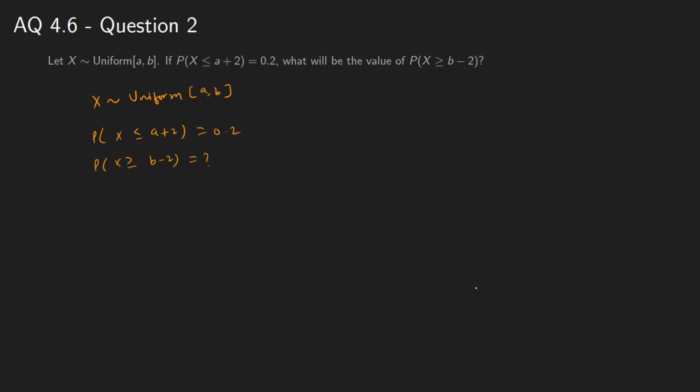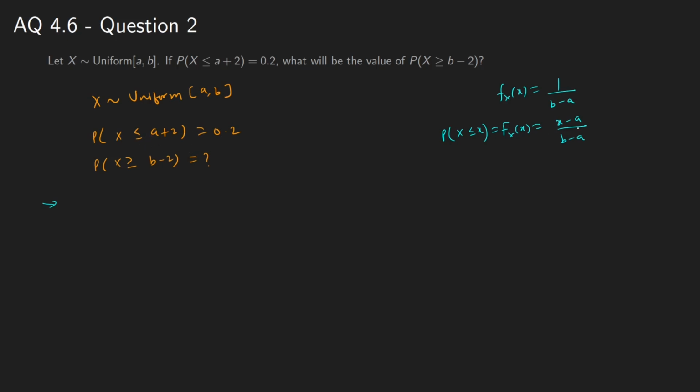As we know, for any uniform continuous random variable which is defined between a and b, the PDF is equal to 1 by b minus a, and the CDF capital F at x is equal to x minus a by b minus a. It is the probability that the random variable x will take value less than or equal to some small x. We have been given here that the probability that x is less than or equal to a plus 2 is equal to 0.2. So basically it is the CDF at the point a plus 2.